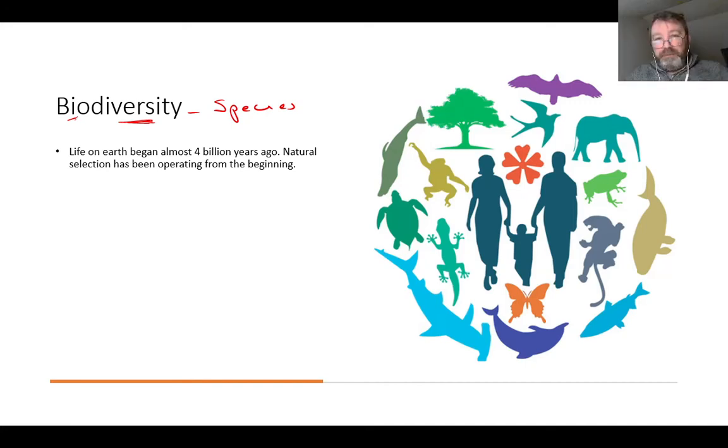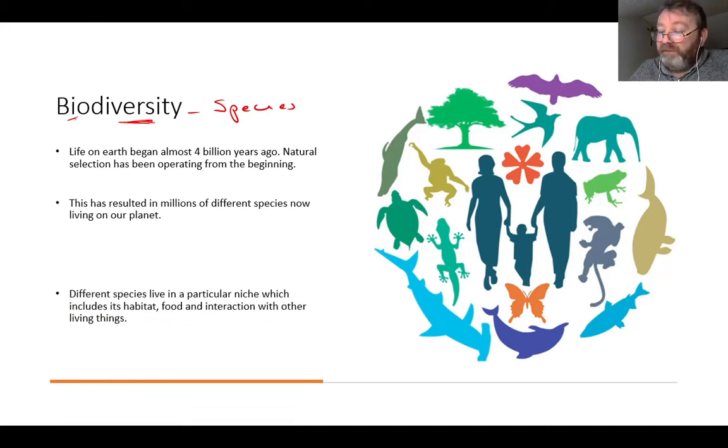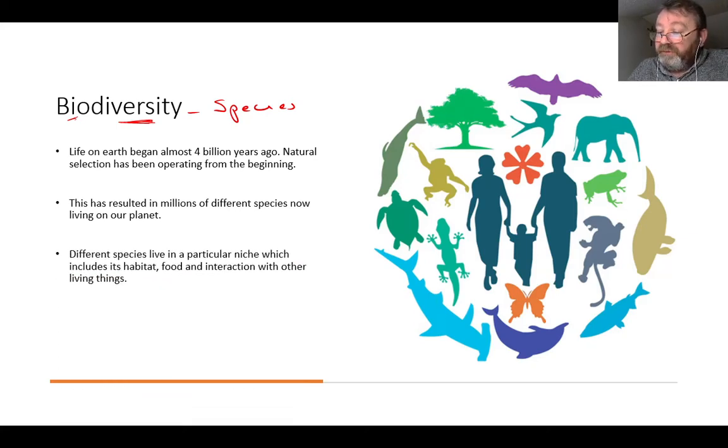Species have been separated and gone on to form brand new species, and they have populated the entire world with animals and plants that are able to survive very, very well in the environments in which they find themselves. And that's biodiversity. This has resulted in millions of different species now living on the planet. Different species live in a particular niche.